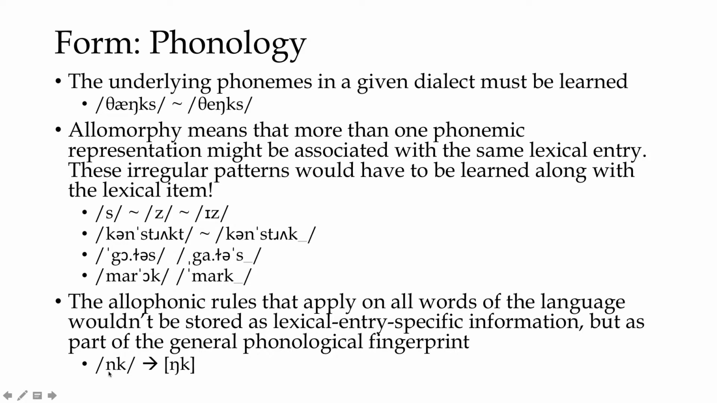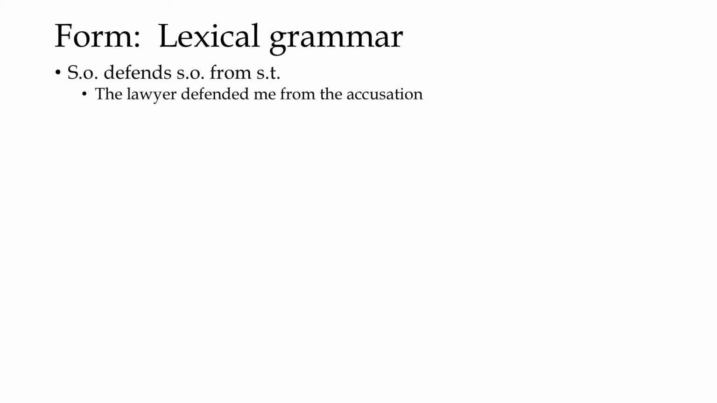But something like how in English, if I have an n morpheme and a k morpheme, the n always gets pronounced as ng. That will happen on any word. It goes all the way across the language. So it's not something I have to learn lexical entry by lexical entry. I can just learn that in general for the language as I learn the phonology, the pronunciation patterns of the language itself. It's not unique to one lexical item.